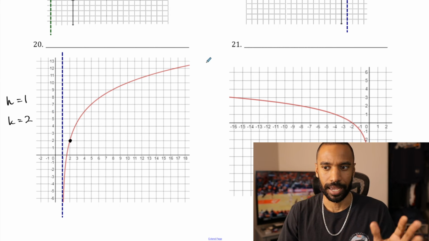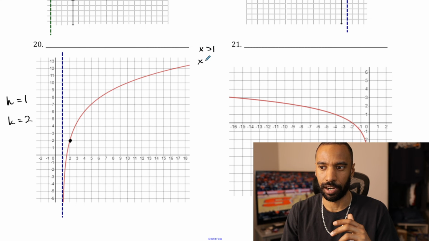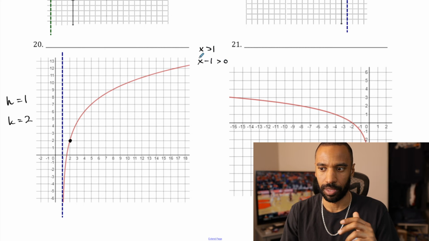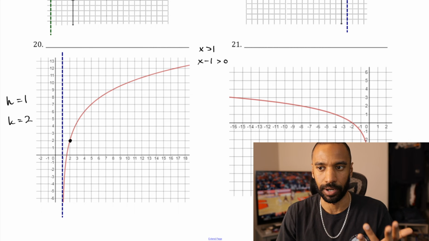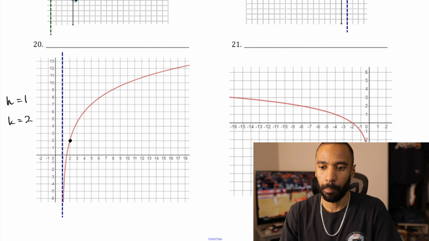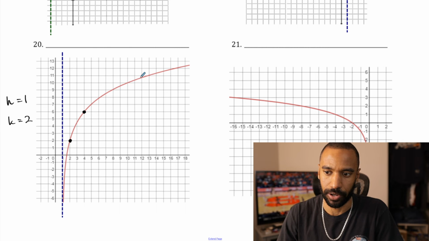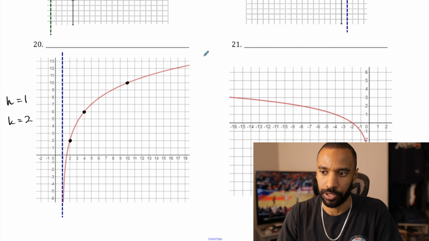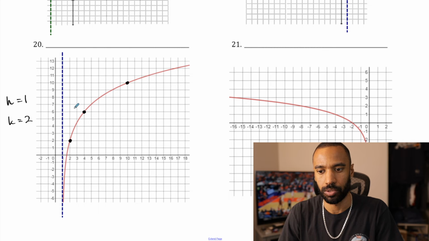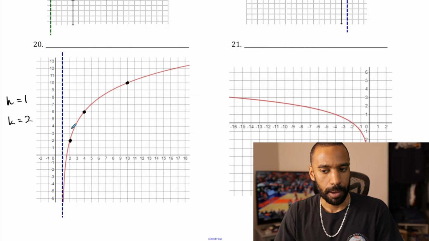Right? That's that whole idea. It's x is greater than 1, therefore x minus 1 is greater than 0. Therefore, this is the thing that goes inside the log, right? It's x minus 1. But that's the idea right there. Now try and find some other points right here that look like you're hitting those integer values, to kind of establish what's happening next, right?